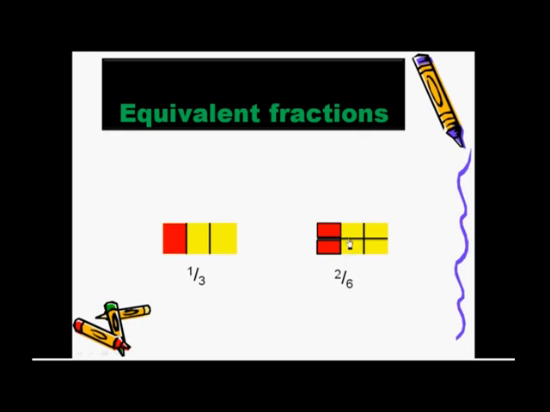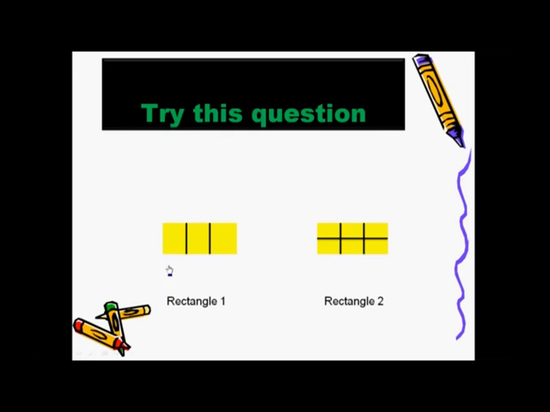Now, if you notice, I can use 2 1/6 to give me 1 1/3. Look, exactly. So I can use 2 1/6 to give me 1 1/3. So therefore, they have the same value, but they look different. Now try this question.